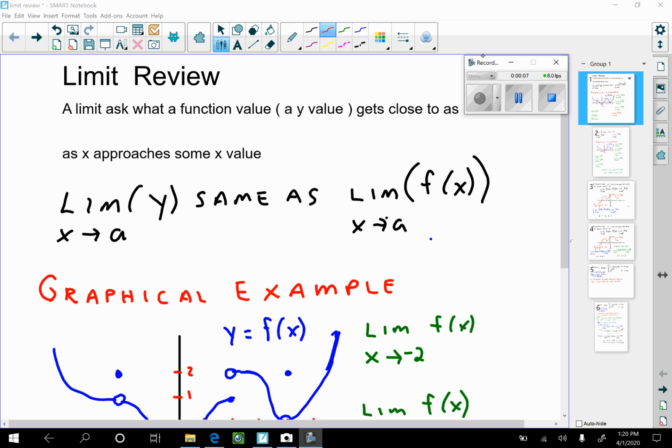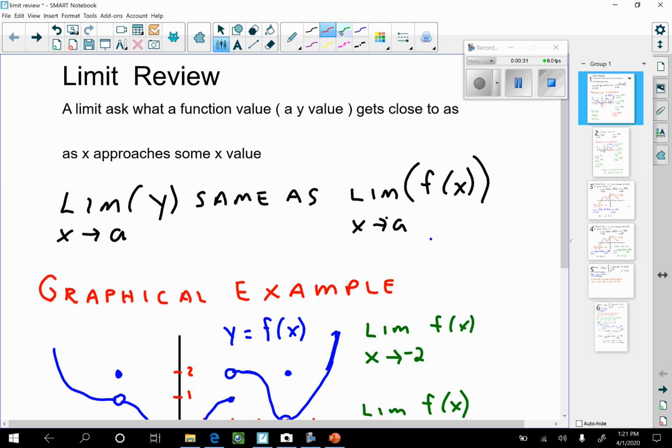A lot of today is going to be, well, the first part is going to be a bit of a review, and then we're going to end up with a very important topic: continuity at a point. What does it mean for a function to be continuous at a point? Before we go there, we need a little review of what in the world a limit is.